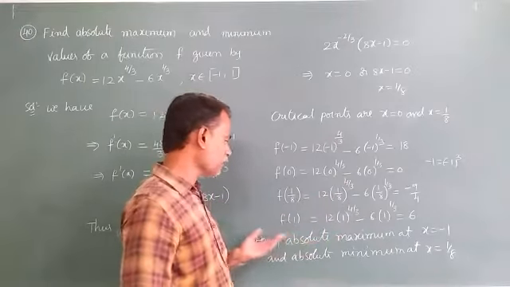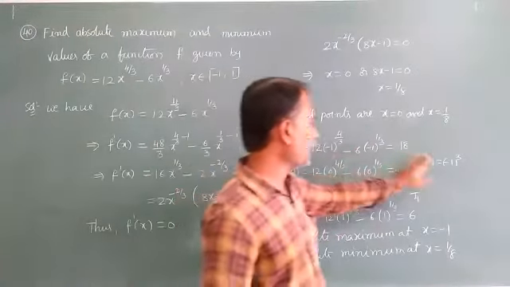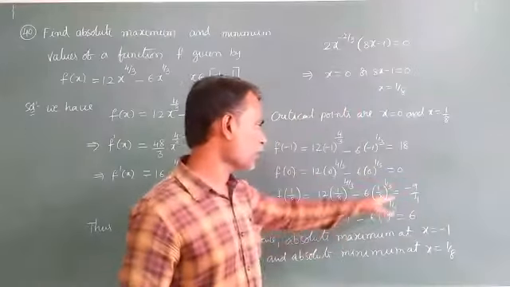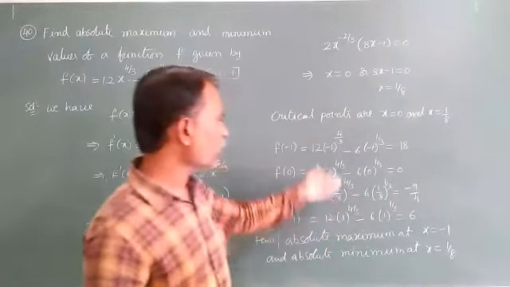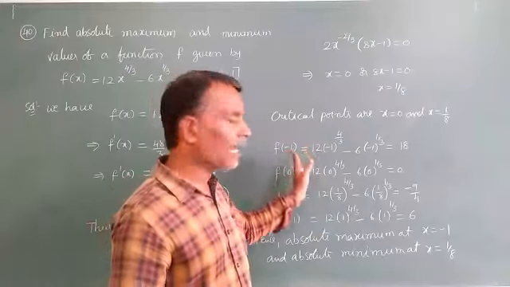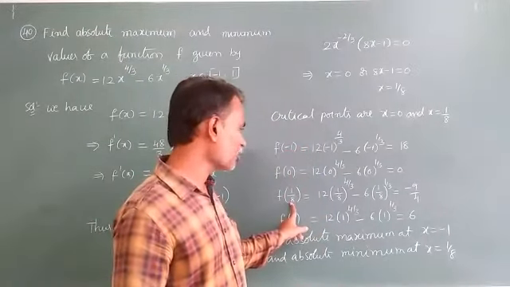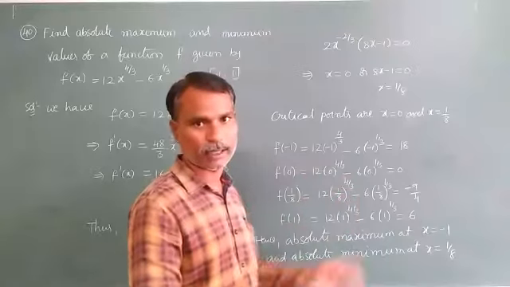And f of 1 we get the value. Finally, the highest value is 18 and the smallest value is minus 9 by 4. Absolute maximum at x equal to minus 1. Absolute minimum value at x equal to 1 by 8. If you want to write, then write.